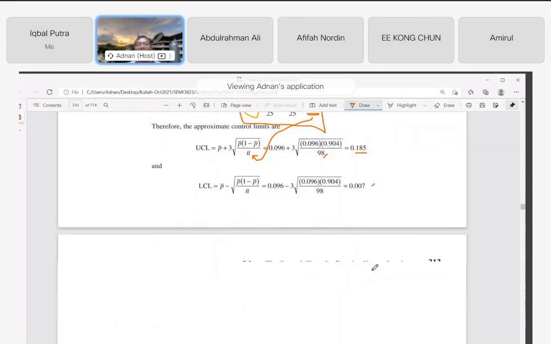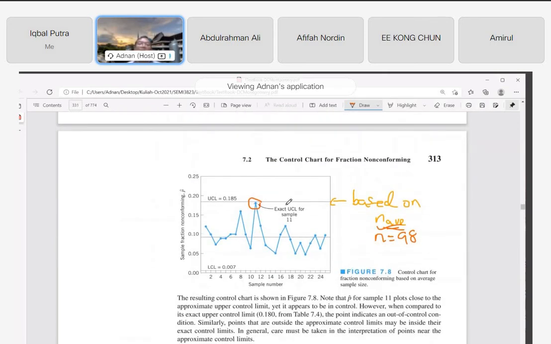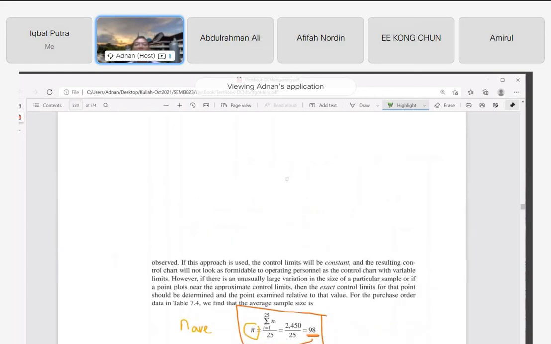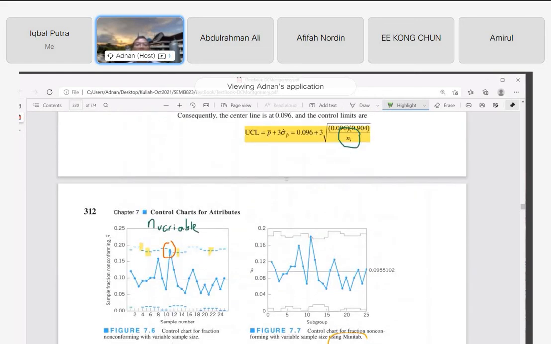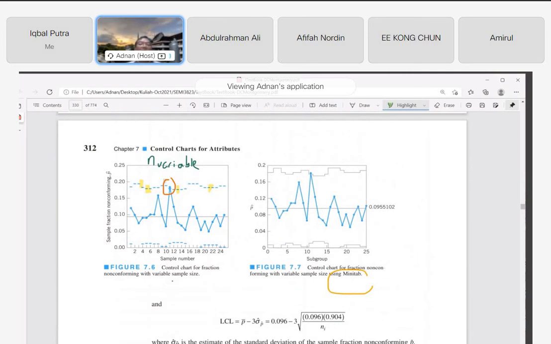So the problem is when there is a borderline case. If the case is like this, no problem. A case which is very far, like this case, no issue, because it's very far from here. But the problem is when there is a borderline like this. We see that if we use the average, it is in control. But actually, this point 11 is out of control. How do I know it is out of control? I know it because when I refer to the individual, it is out of control here.